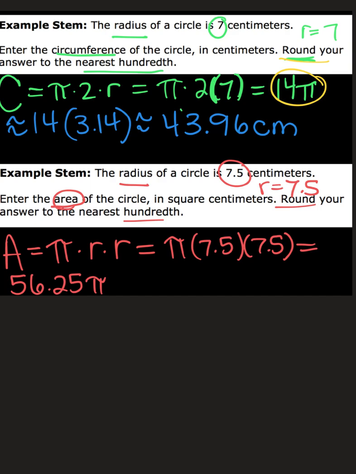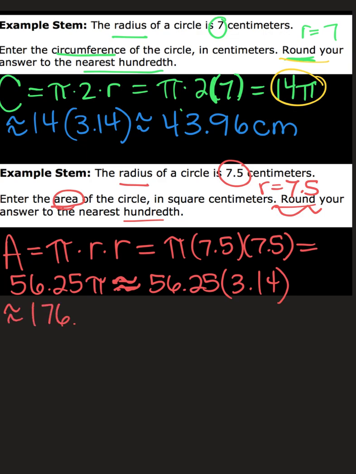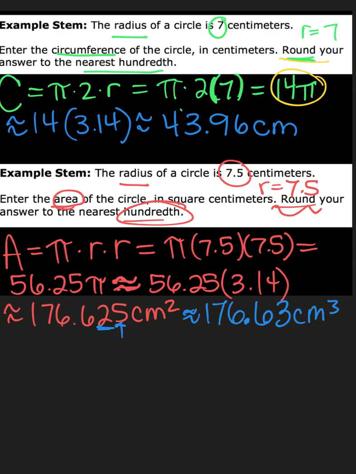Everything is exact. But I was told to round, so I am going to use my squiggly equal sign, and I'm going to plug in pi here, 56.25 times 3.14, which gives me approximately 176.625 centimeters squared. But it said I need to round to the nearest hundredth, so in this case I do need to take a look here at that hundredths place. 176.6 is all good, but that 2 and the 5 after it tells me I round that up to 3, and that gives me a final answer of 176.63 centimeters squared. Sorry, not cubed, squared. Okay?